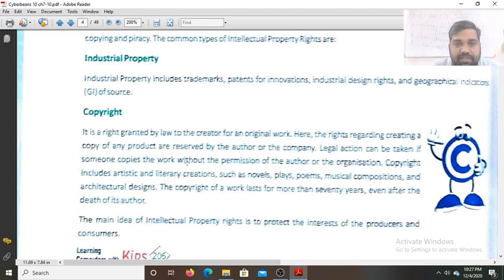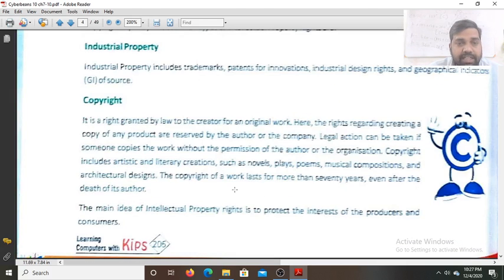If someone copies the work without the permission of the author or the organization who has taken the copyright, it is a violation. It includes artistic and literary creations such as novels, plays, poems, musical compositions, and architectural designs. The copyright of a work lasts for more than 70 years, even after the death of the author. Whatever the royalty of that copyright is, it will be given to the family of the author. The main idea of intellectual property right is to protect the interest of the producers and the consumers.